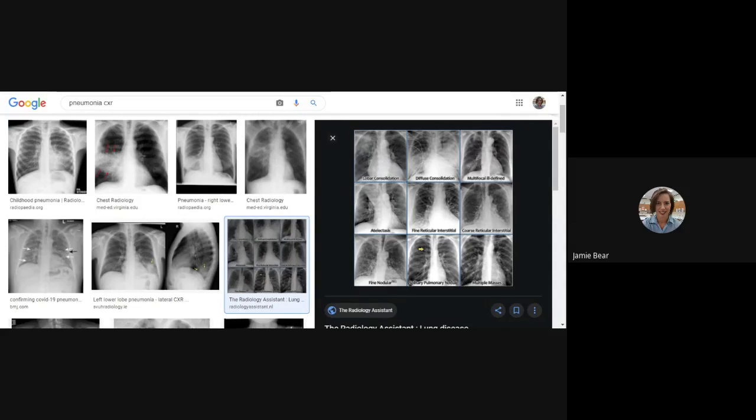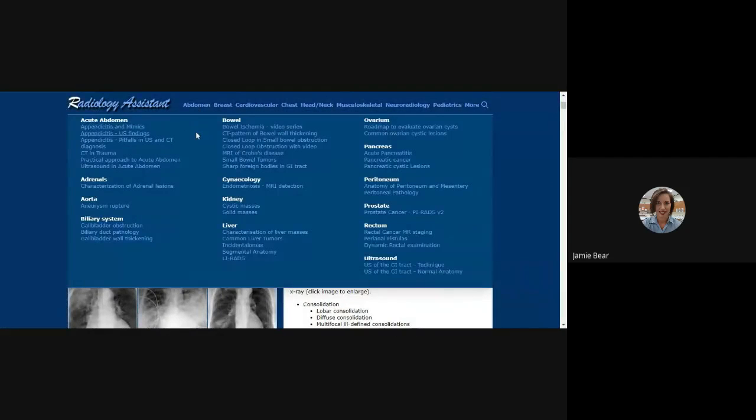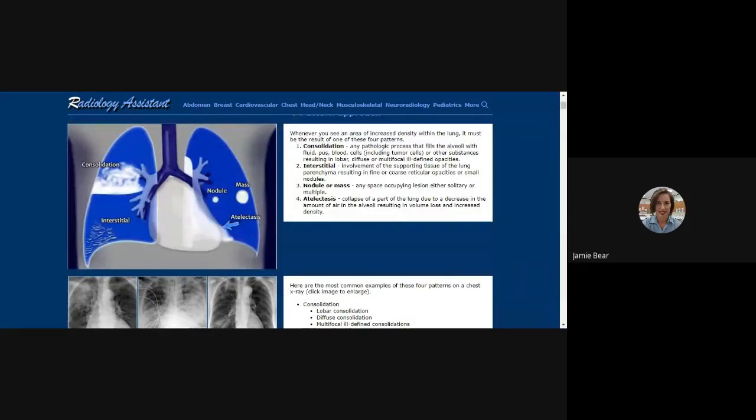How would you guys know, what other techniques do you think, oh, you guys can't see this. I'm sorry, I flipped over to this one. Oh, there we go. That's what I was looking at. So this is a good picture of a consolidation. Interstitial just means it'll be all over the lung parenchyma. So a nodule versus a mass.